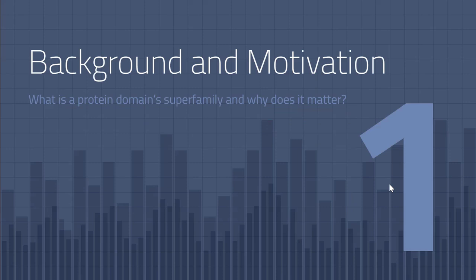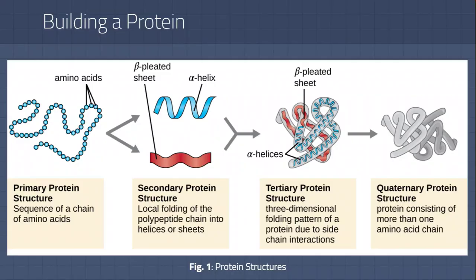So, what is a domain, what is a protein superfamily, and why does it matter? To start, a protein chain itself is a sequence of amino acids, where an amino acid is a basic organic molecule, and these amino acids fold into one another to create local structure, and these local structures then fold into one another to become a global structure. And it's this global structure, that we'll see later on, that is of interest to us.